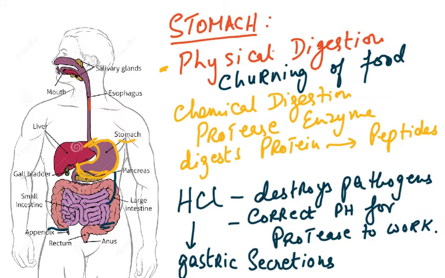Chemical digestion: there's an enzyme produced by the cells in the wall of the stomach, a protease enzyme which digests protein to peptides. And then, of course, we have a famous acid, HCl, which destroys pathogens, because when you eat, the food might contain a lot of pathogens that have come from the air or with your hands. So it destroys the pathogens and provides the correct pH for the enzyme protease to work. This is part of the gastric secretions. The gastric secretions are made up of HCl and the enzyme protease, which we also call pepsin.